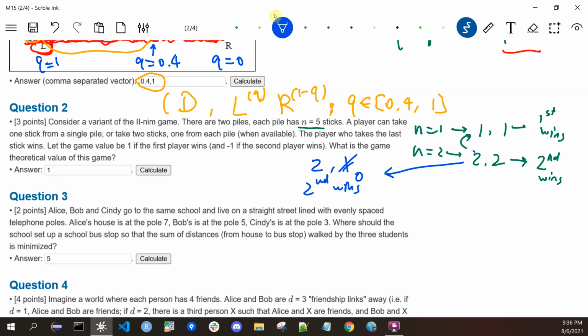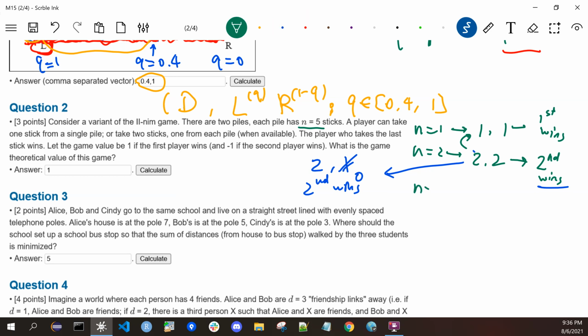So basically, no matter what the first player does in the first round, it always gets converted to something where the second player will win. So when n is 2, the second player will win. And I guess we haven't seen the pattern yet, so we'll continue.